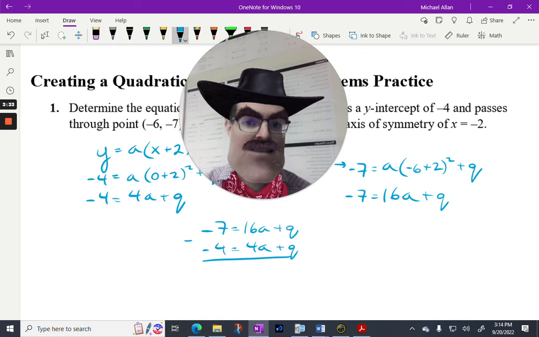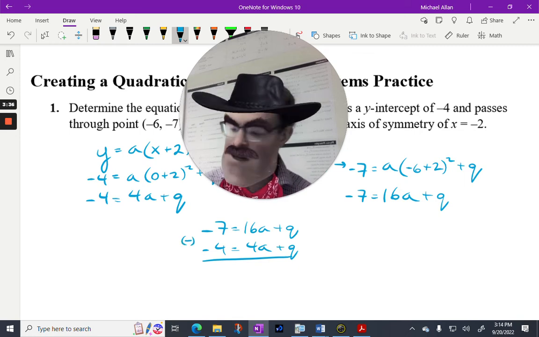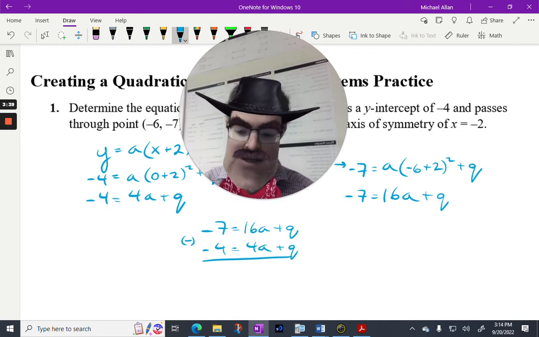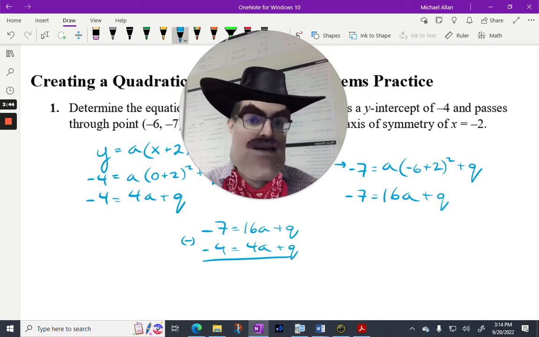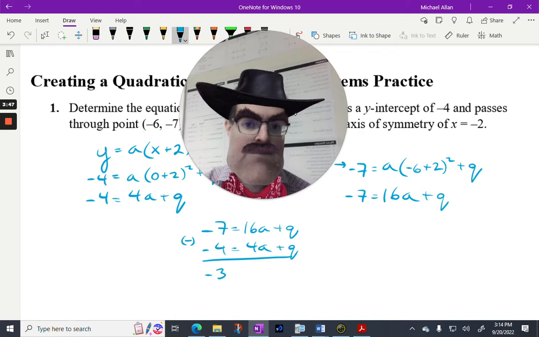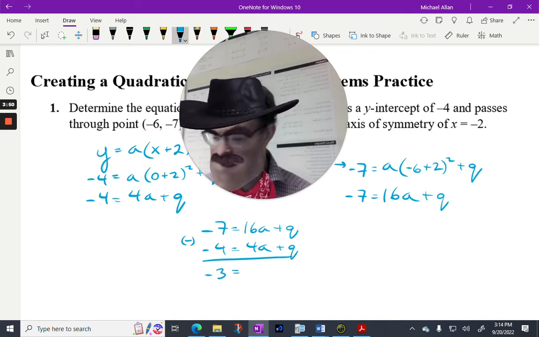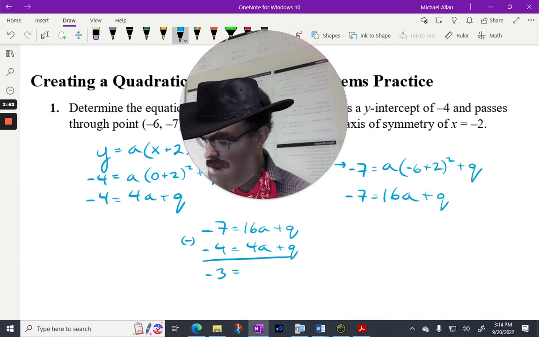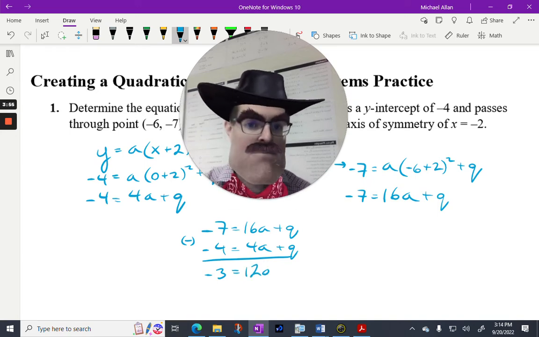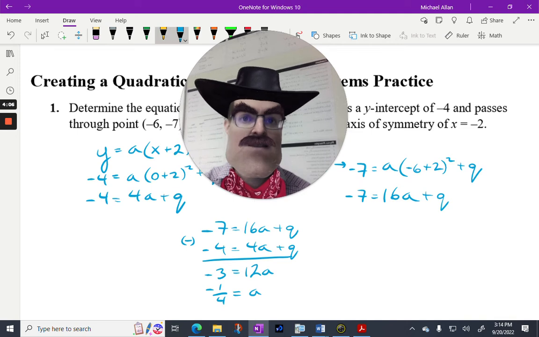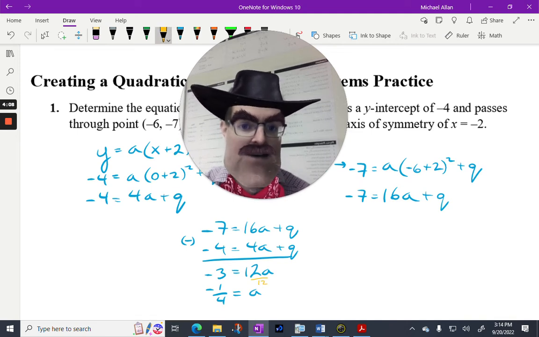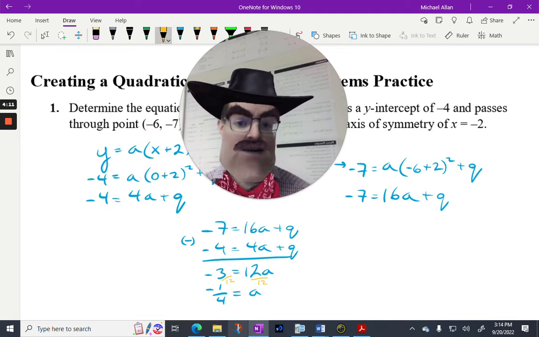Because the q values have the same value, I am going to subtract these two. So I am minusing a -4 there. So it's going to go -7 minus a -4, so I get a -3 here. Over here, I'm going to go 16 minus 4 and get 12. And q minus q is 0. Rearranging this, I get a is equal to -1/4. So you divide both sides by 12. 3 over 12 ends up being 1/4.